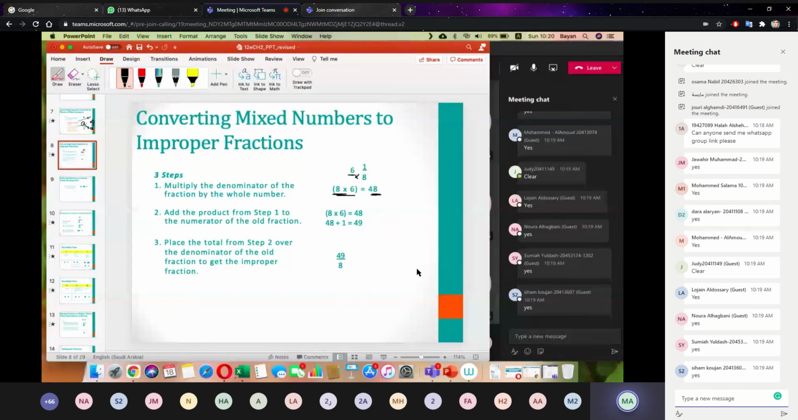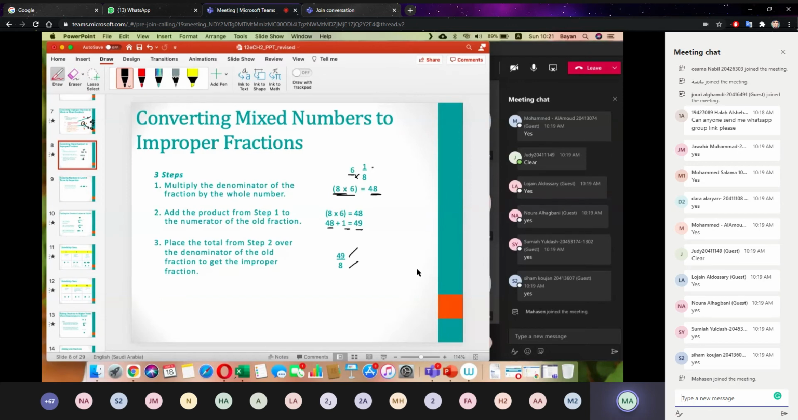Then what should we do? We add the number 1 here. So we have 48 plus 1 give us 49. So our answer will be 49/8. So 6 with 1/8, we multiply 6 by 8 will give you 48. Then we add the numerator here, number 1 will give you 49. So the answer will be 49/8. Is that clear how we convert mixed number to become improper fraction?